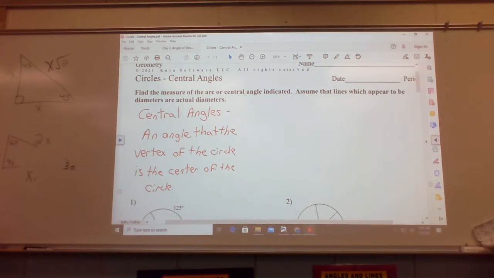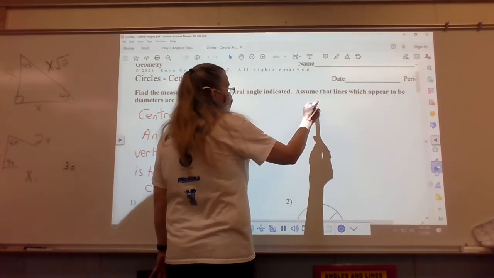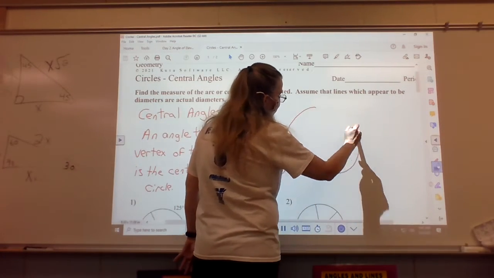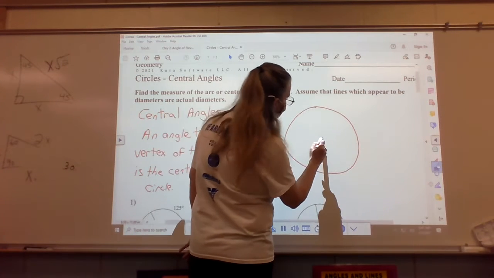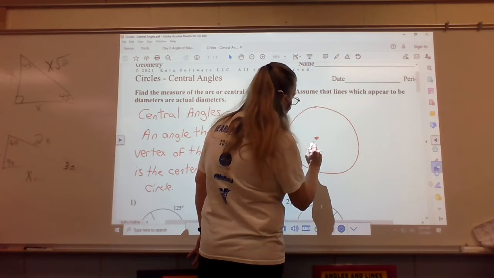So what I'm going to do, kind of on the right, do the best you can to draw yourself a circle. Doesn't have to be perfect, but draw yourself a circle. Not too bad. And kind of eyeball the center. And we're going to label that center.